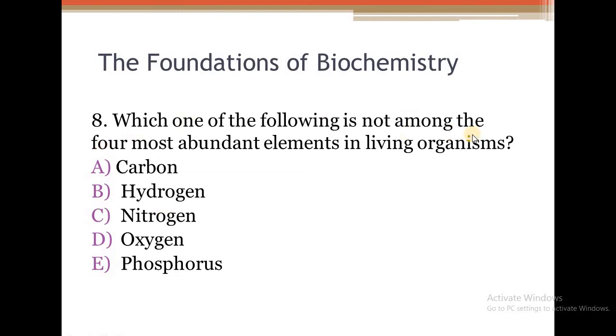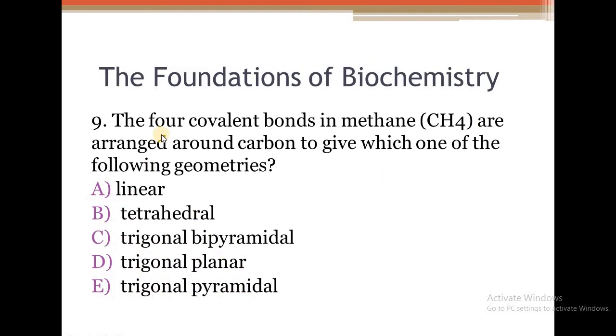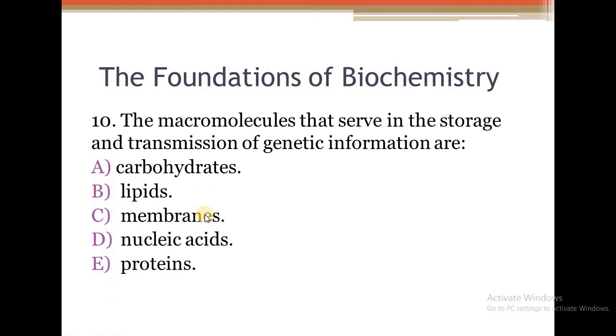Next, which one of the following is not among the four most abundant elements in living organisms? Phosphorus. Option E is correct. Next, the four covalent bonds in methane are arranged around carbon to give which geometry? Option B is correct, tetrahedral. Next, the macromolecules that serve in the storage and transmission of genetic information are nucleic acids. Option D is correct.